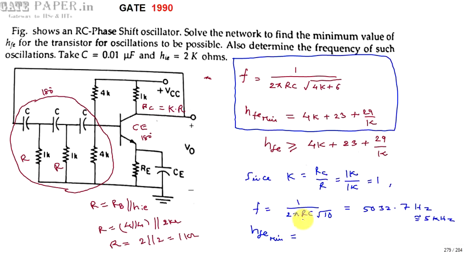And HFE minimum is 4K plus 23 plus 29 by K, with K equal to 1. That is 4 plus 23 plus 29, so the total is 56. So HFE minimum for this circuit is 56 and the frequency of oscillations is 5 kHz. You can check the derivations in any textbook. Thank you.